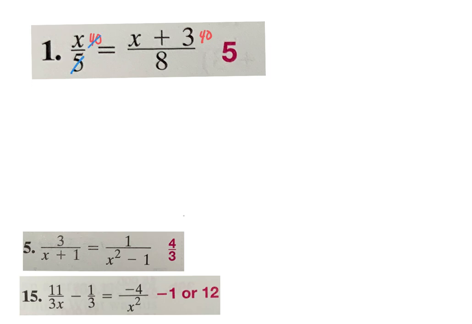5 cancels how? 5 and 40? 8. And then 8 and 40. Miraculously 5. So I have 8 times x equals 5 times this group. So I have to say 5x plus 15. Subtract your 5x over. You get 3x equals 15. So x is going to equal 5.